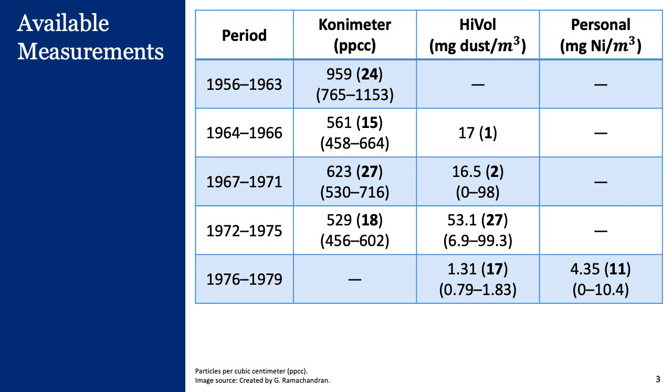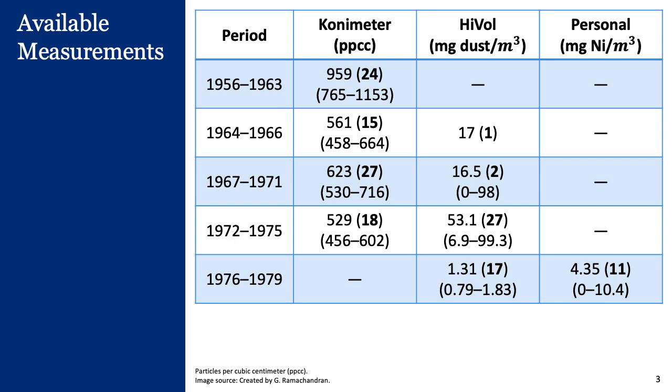The mean is 959 and the range is 765 to 1,153. So the conimeter measurements are personal measurements made in the breathing zone of the worker, but they are instantaneous measurements. So they are made over a period of a second or less. Then we move on to the high wall measurements.